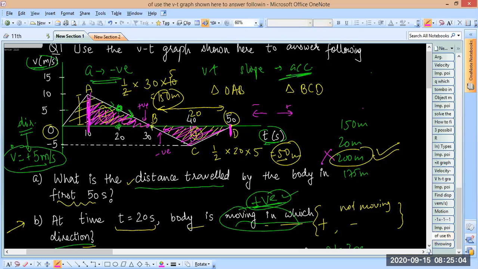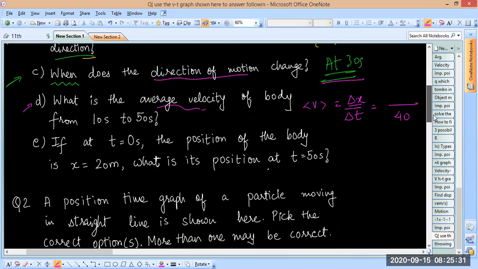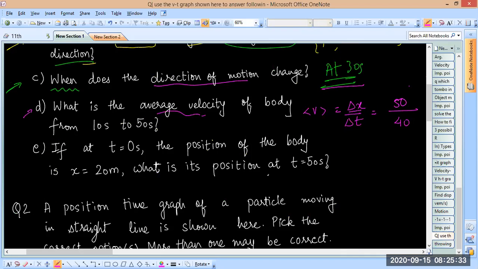Okay, let's check. How much is the displacement? Well, the displacement is going to be 1 by 2 into 20 into 10 minus 1 by 2. Yeah, this was 50, right? This was 50. We found it earlier. So this is going to be 50 meters. Yes. Clear? How many of you have understood this? Can you please say yes or no? I don't know whether I have to do it again.